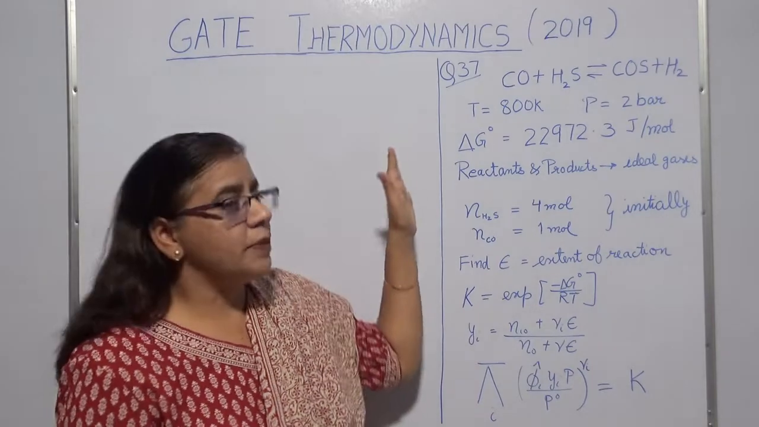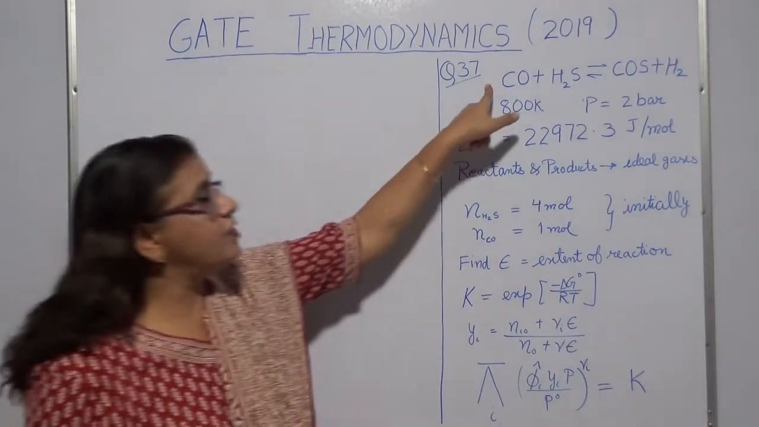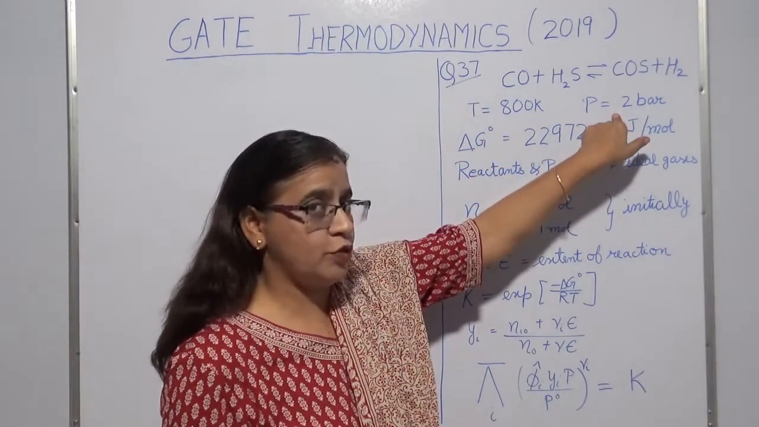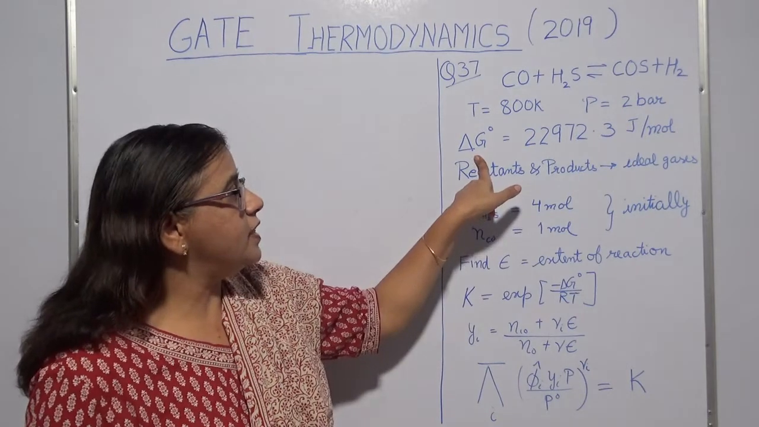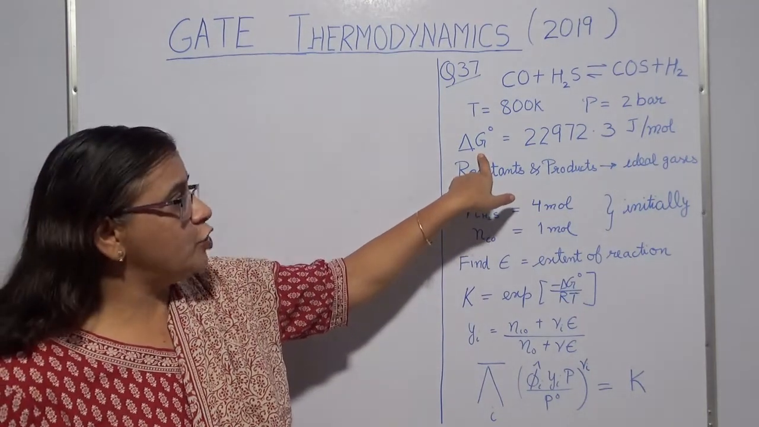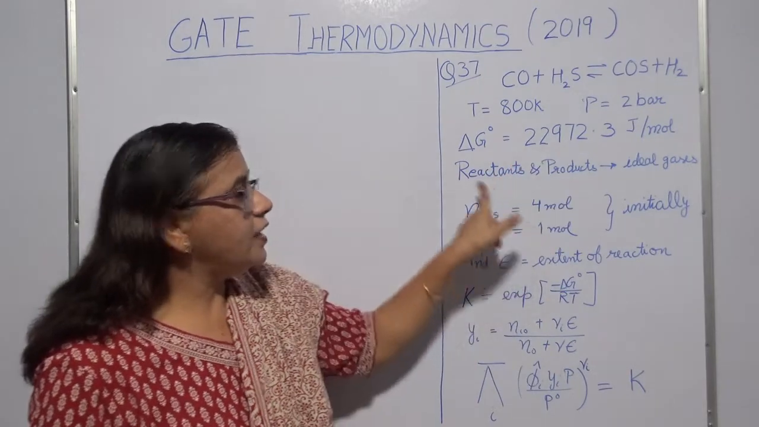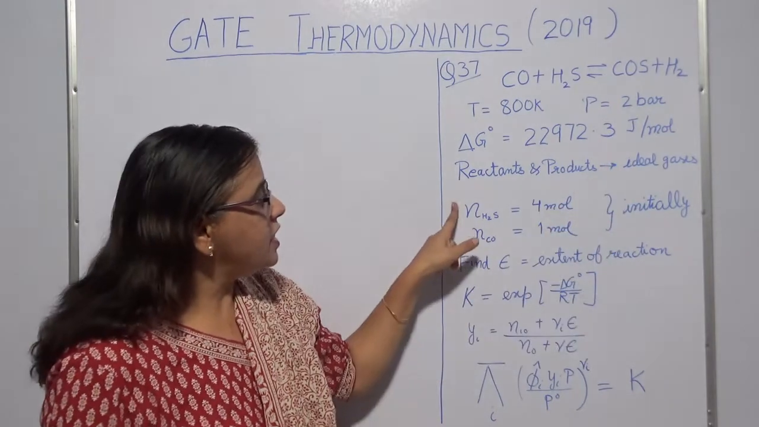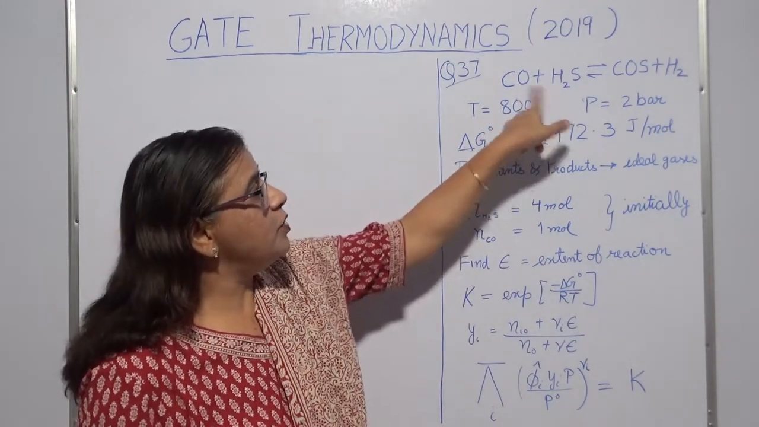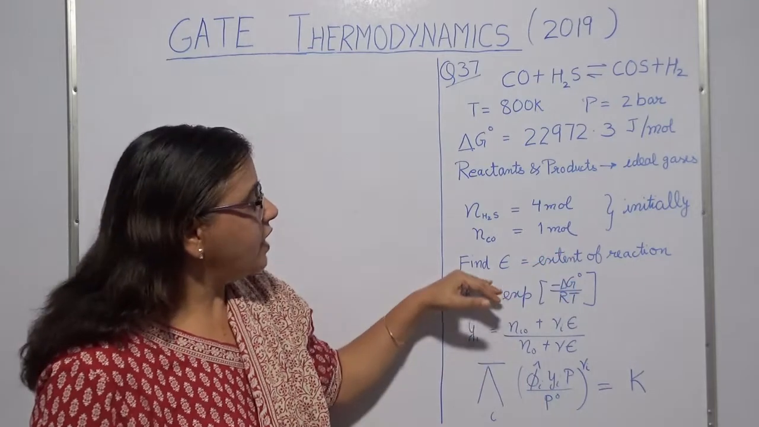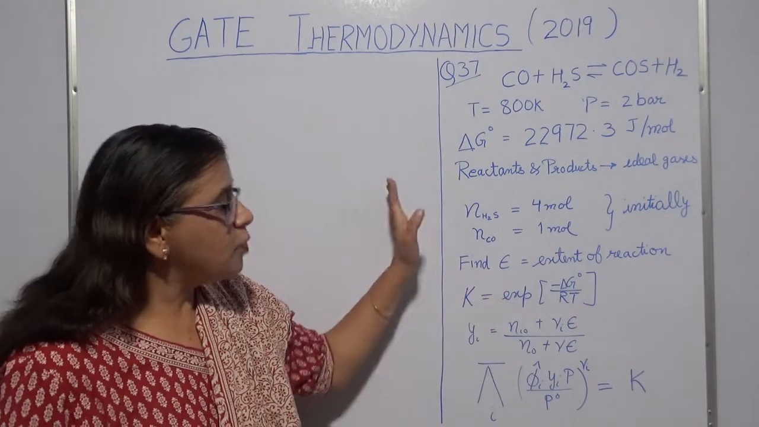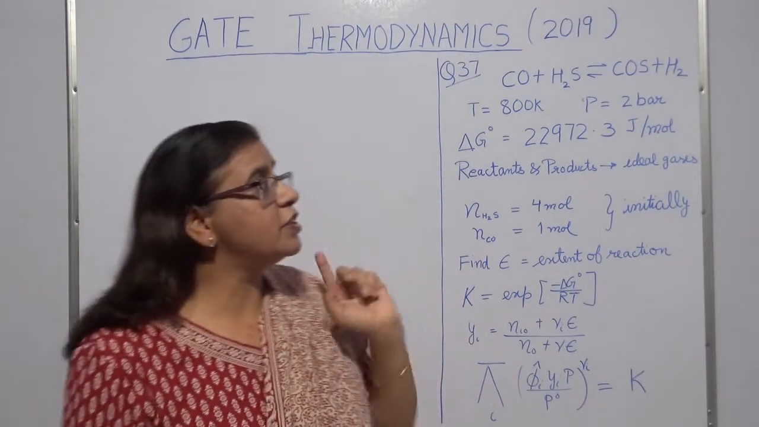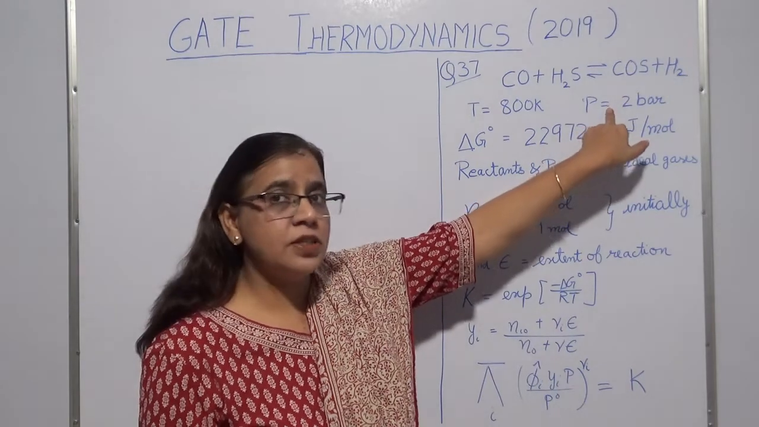So briefly I will describe the problem. This is a reversible reaction which is taking place at a constant temperature of 800 Kelvin and pressure of 2 bar. Delta G0, the standard Gibbs free energy change of reaction, is given, and it is further given that the reactants and products both behave as ideal gases. The initial number of moles of the two reactants are given, and they have asked you to find the extent of reaction. The problem is very similar to the one which appeared in 2020 and which we have already solved. The only thing different over here is that now the pressure is 2 bar.